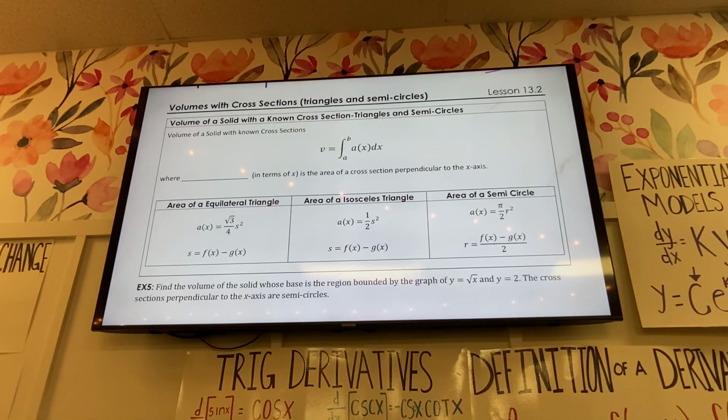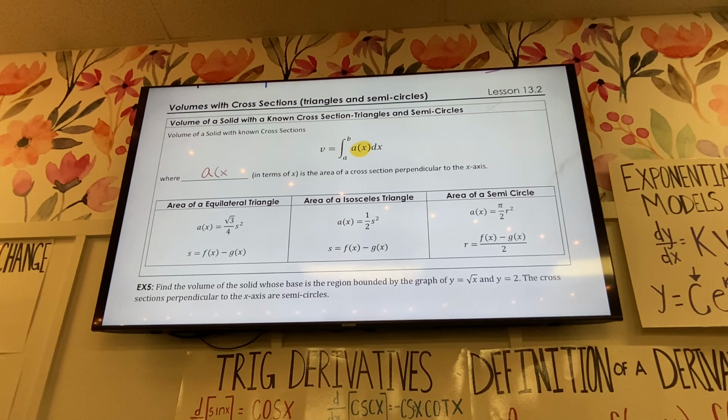So today we are going to do cross sections, which is very similar to what we did yesterday, except we're doing triangles and semicircles. The big thing on triangles and semicircles are the formulas. The integral is going to be the same thing. It's still the integral from a to b, A of x being your area function.